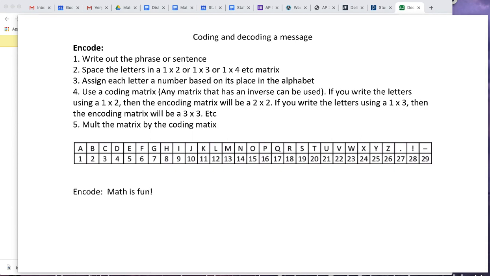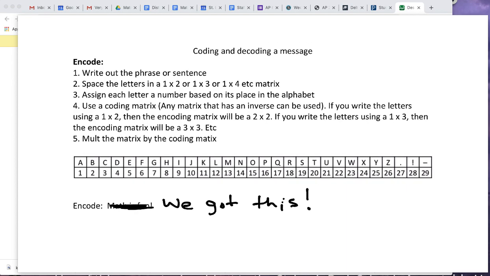But what we are going to do with this is encode a message, and I'm actually going to encode a different message than listed on here. I'm going to encode the message, "We got this." Now, a couple things that you have to have is a coding matrix.